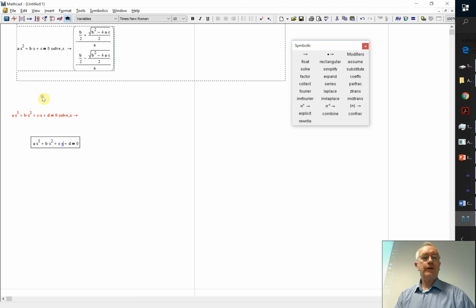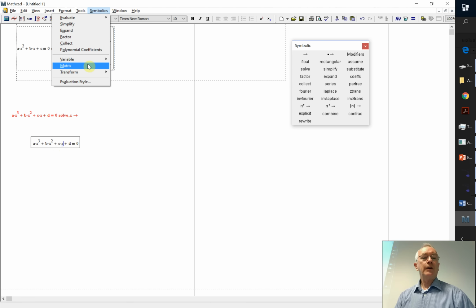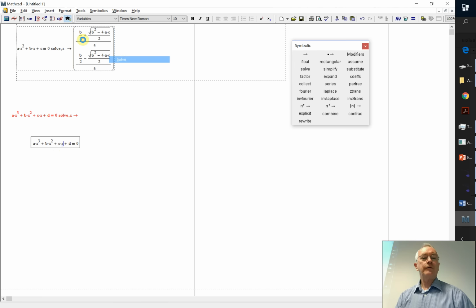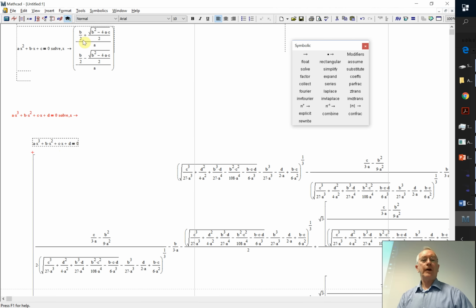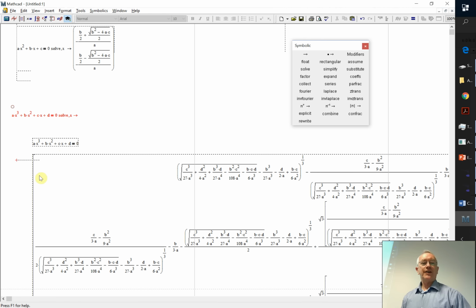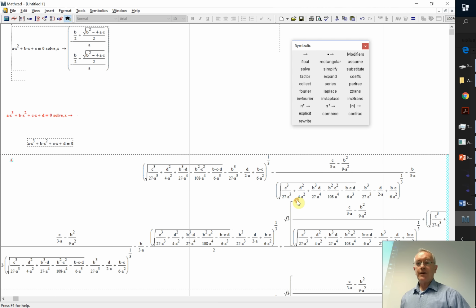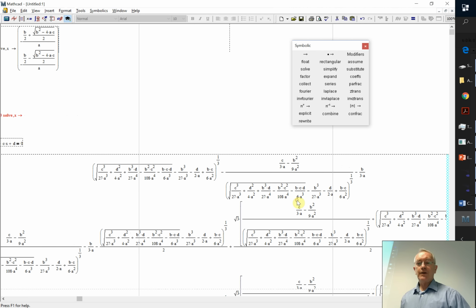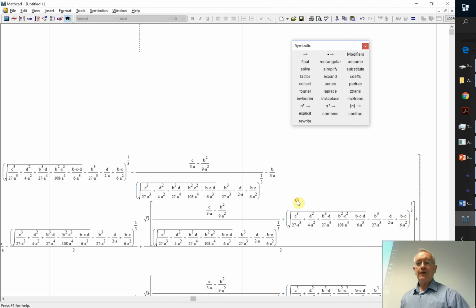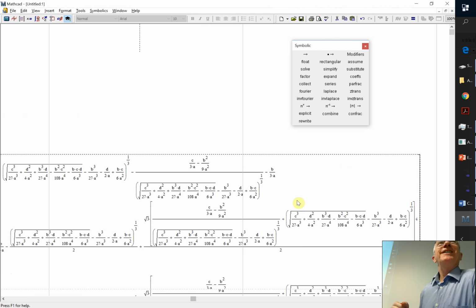I'll try the other approach with the symbolics: variable, solve. There we go. So there's your expression, and you can see it doesn't fit on the screen. Let's go over here a bit. Now that's your solution for a third order. Do you want to see it for fourth order? Get the idea?